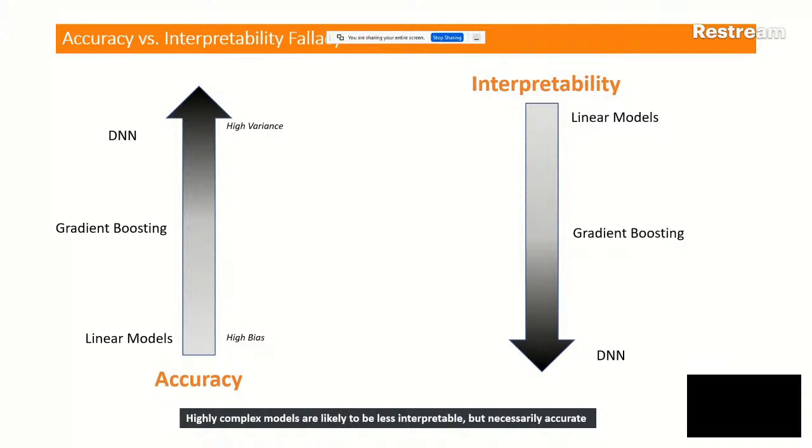But the consequence of chasing this, when we are creating these highly complex models, is that the interpretability of these models suffers significantly. So highly complex models are likely to be less interpretable, but not necessarily more accurate.